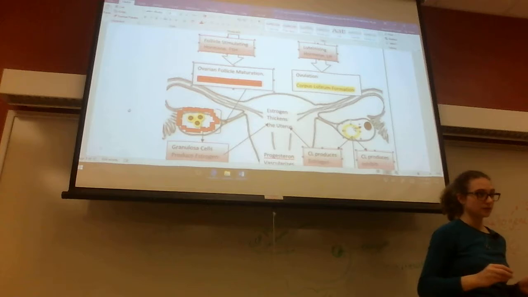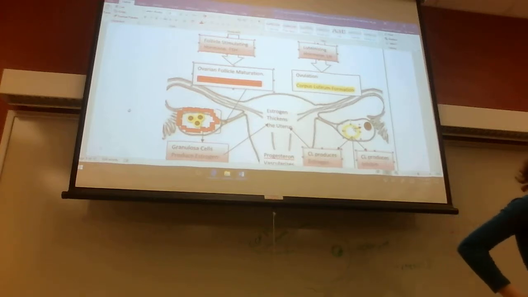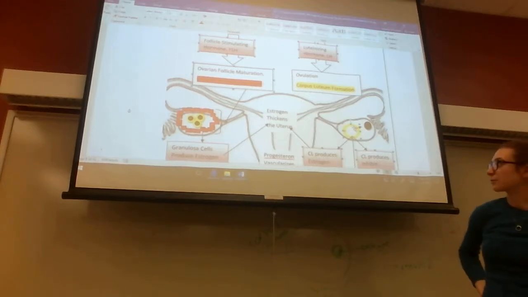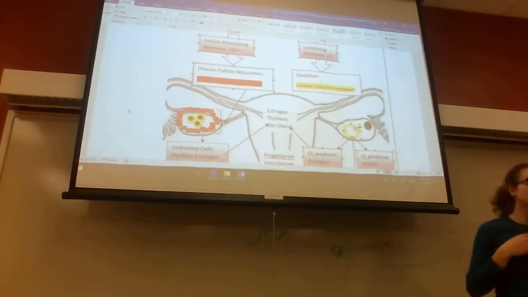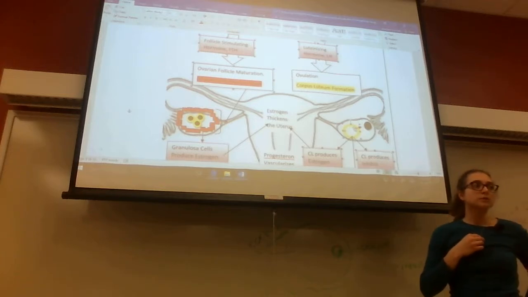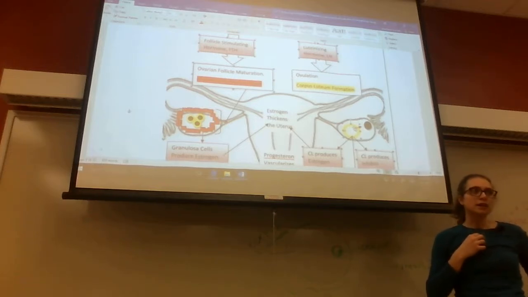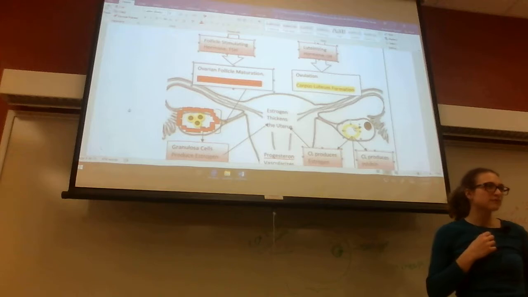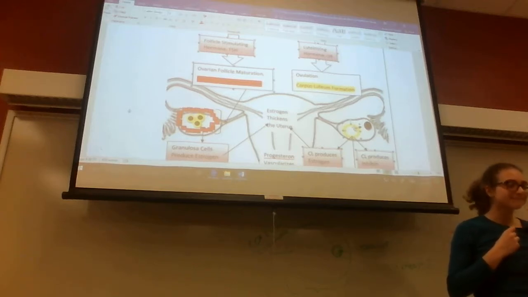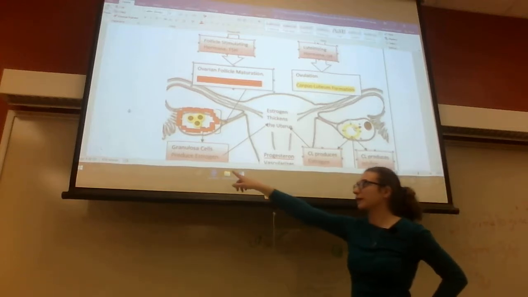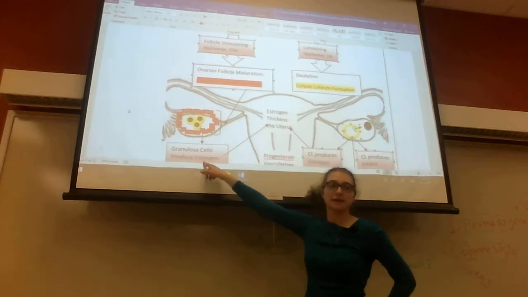So once the egg has cracked, the granulosa cells go away, or they're not as important. They're just surrounding the eggs, right? So when it cracks, it opens up space for the egg to go up. And the thing is, too, starting out, the granulosa cells produce estrogen.